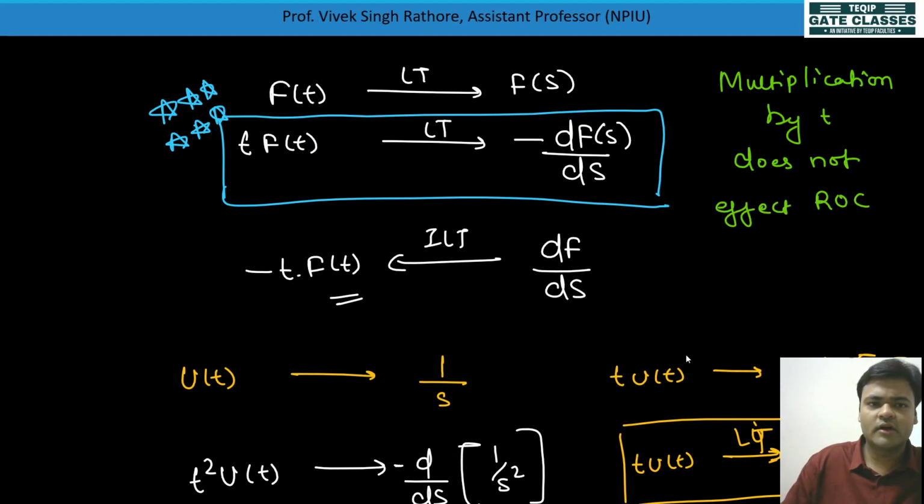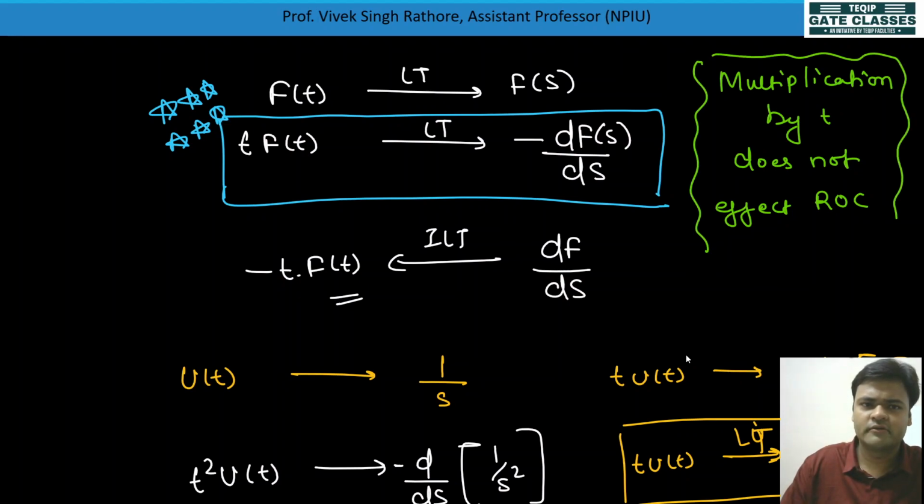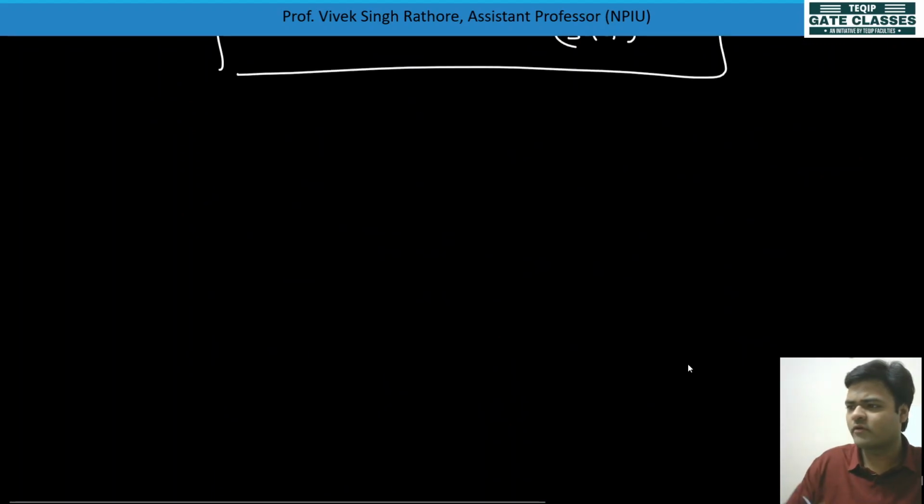ROC. Whatever your f of t, Laplace transform f of s, ROC will be there. That same ROC will be there when t is multiplied also. Nothing will happen. So this you should remember, because its ROC is not changed. That's why questions can be asked from this side also. So we'll do some questions and we'll try to understand how we can do.